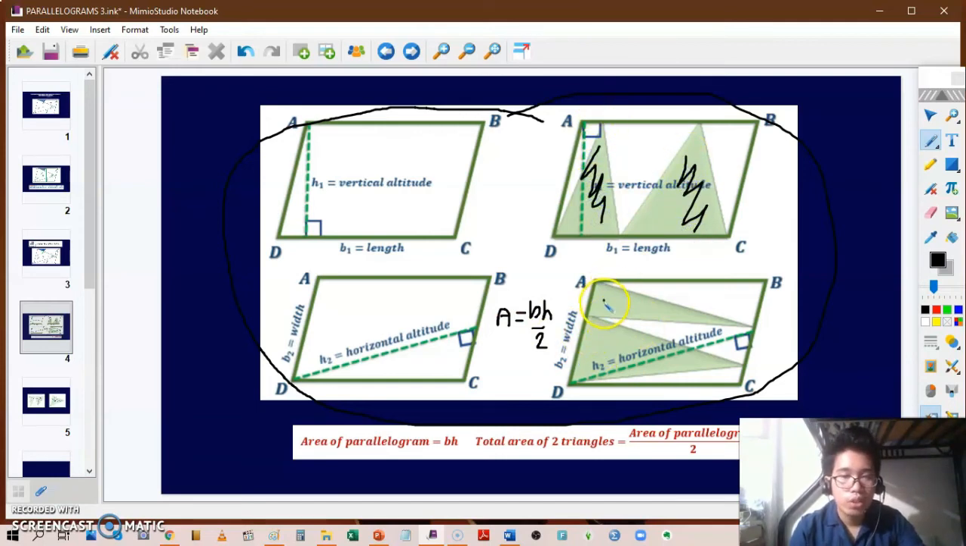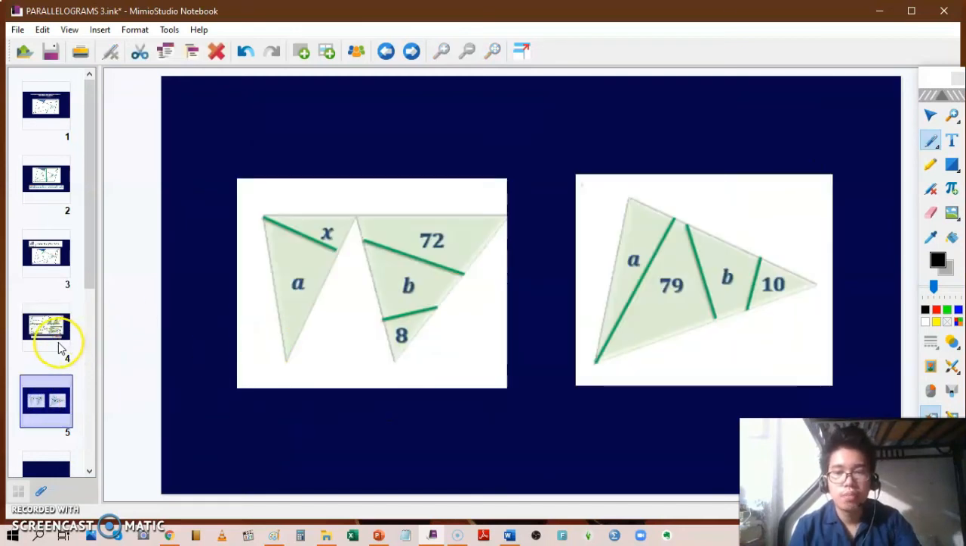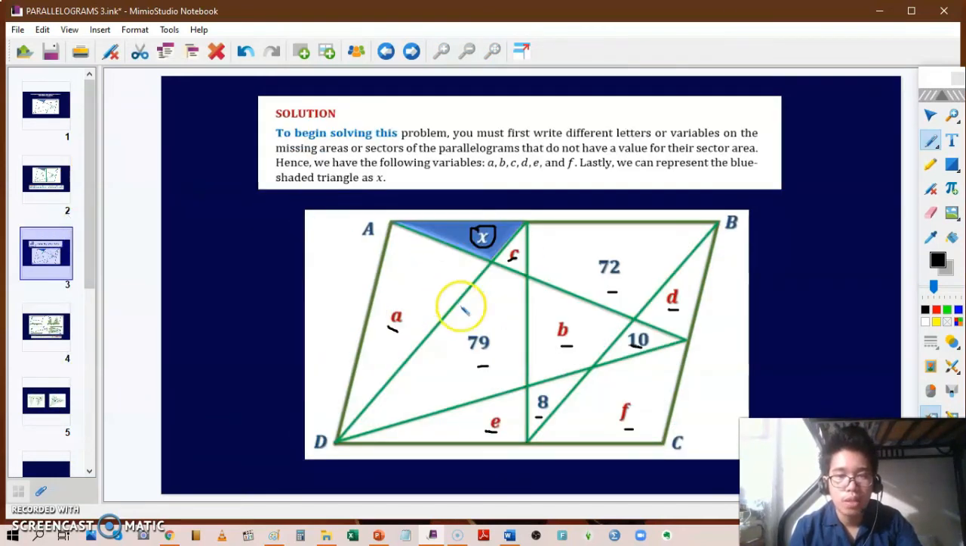Okay, so if you have here the entire parallelogram, you get base times height. But since we only want to get the area of these two triangles here, we have to divide the area of the entire parallelogram by 2 to get the area of these triangles here. So why am I saying that? Because it's important to note that, if you look closely, we can form a relationship here.